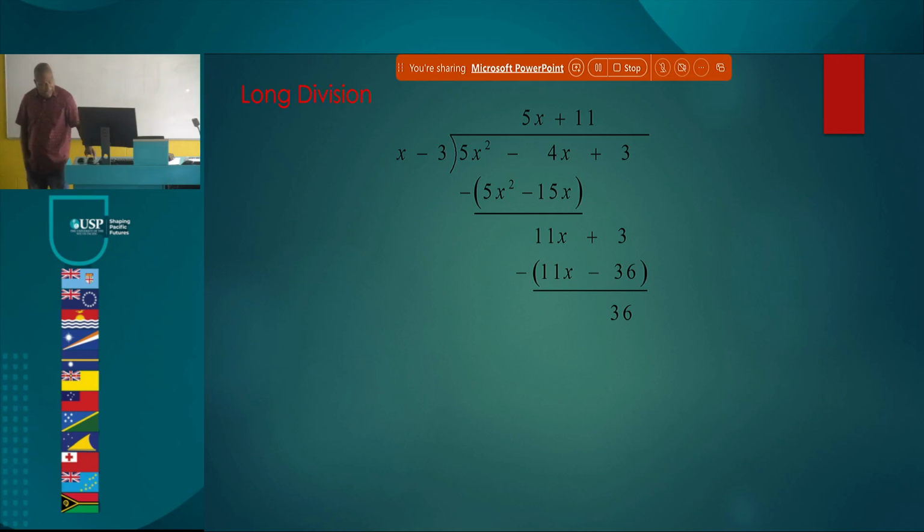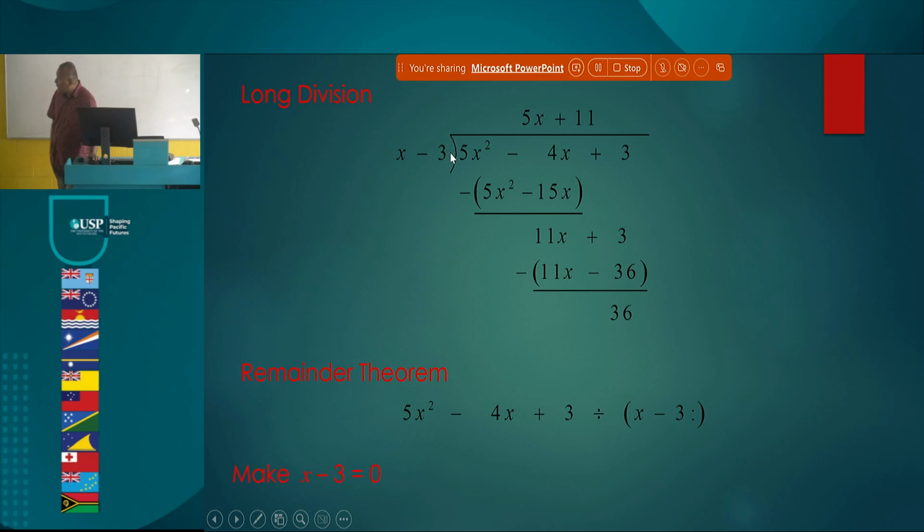And the remainder theorem says we start working with the divisor. We make the divisor equal to 0. If x minus 3 is equal to 0, what's the value of x here? Positive 3. x is equal to positive 3. Now, the remainder theorem says, in order for me to work out this remainder of 36, I'll substitute x equals 3 into 5x squared minus 4x plus 3.